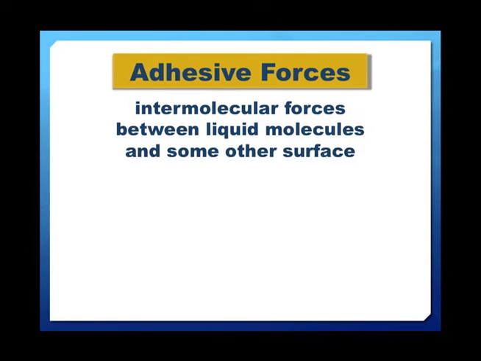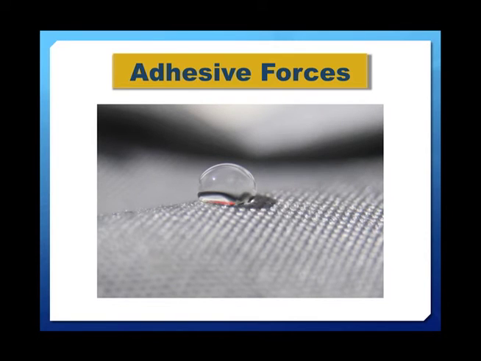The interactions between liquid molecules and some solid surface are called adhesive forces. These describe the ability of a liquid to adhere to that surface. Take water, for example. If we place a drop of water on a piece of plastic or some other surface that won't interact with water, the water will not wet the surface, and it will retain a spherical shape. This is because the cohesive forces, the hydrogen bonds occurring inside the droplet, are stronger than the adhesive forces between the water and the surface.